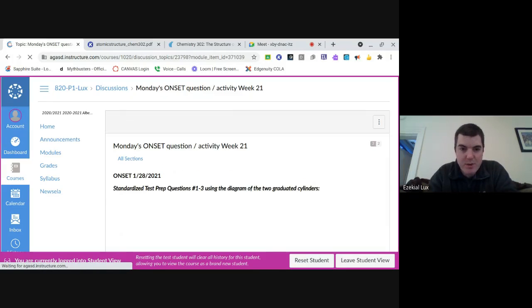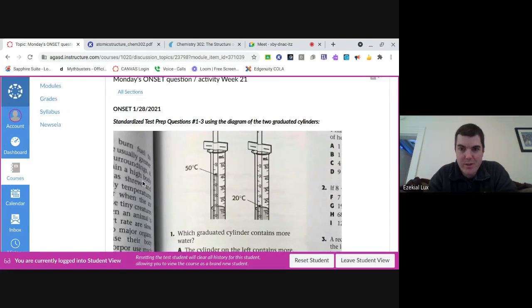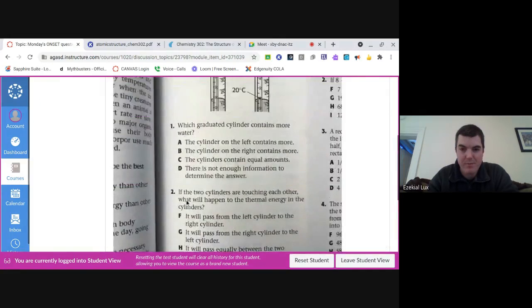This comes out of the old textbook. These are standardized test prep questions, number 1 to 3. This is going to review what we looked at with heat transfer. This goes back to the lab of heat transfer when I took the hot water and the cold water and put them into two containers together. You're going to look at the 2 graduated cylinders. Each one has a thermometer stuck in it. And then you're going to answer the 3 multiple choice questions down here from the book.